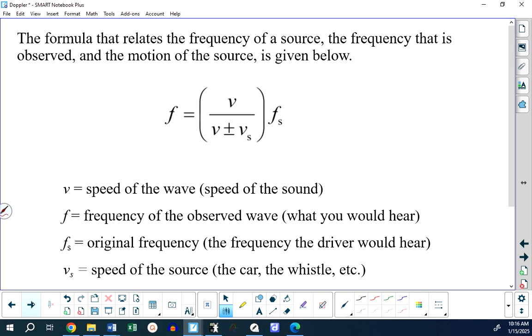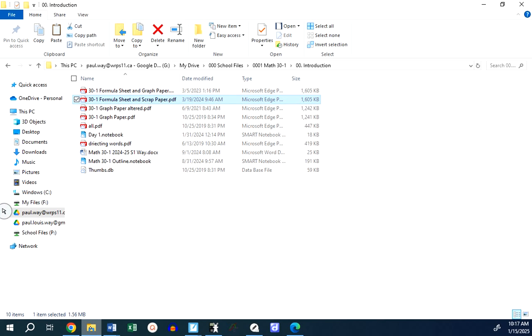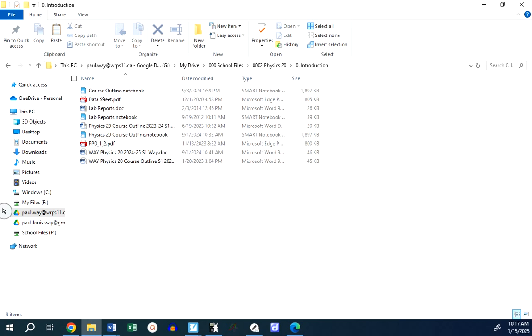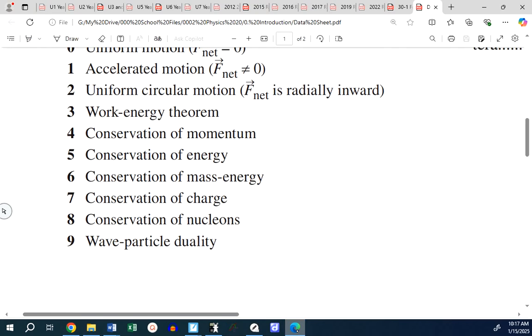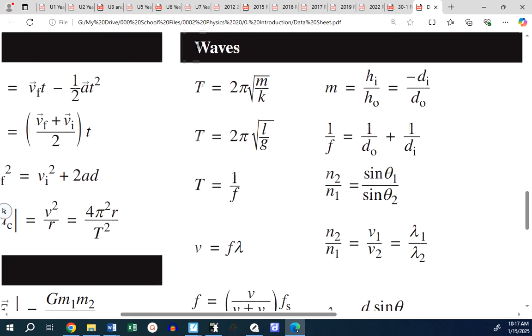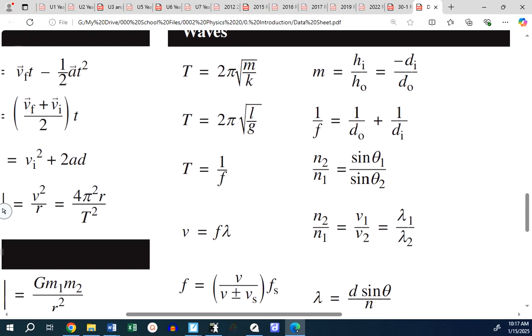Here's the formula for the Doppler effect. Now, don't be intimidated by this. Let's break it down. This is the formula that appears on your formula sheet, so go to your formula sheet, too. Let's take a look at your formula sheet. I'll pull mine up. It's under waves. There it is at the bottom.